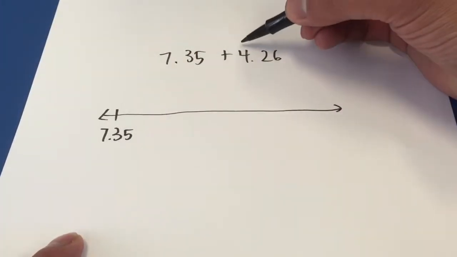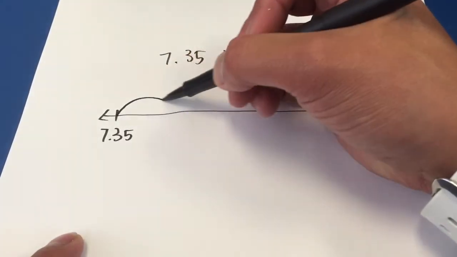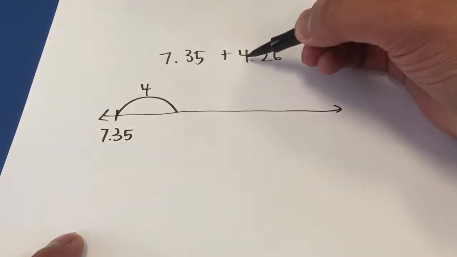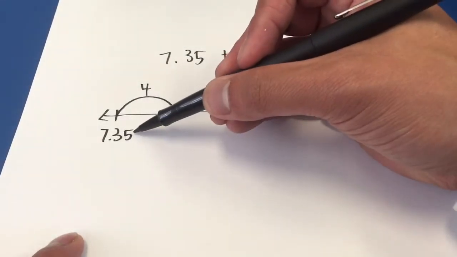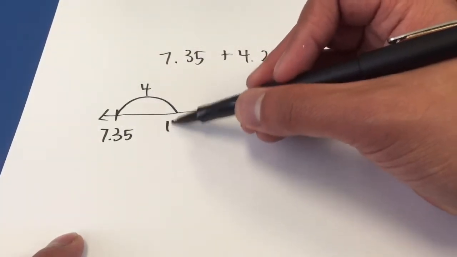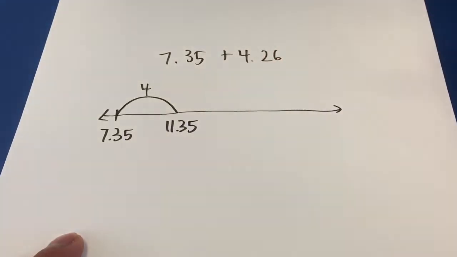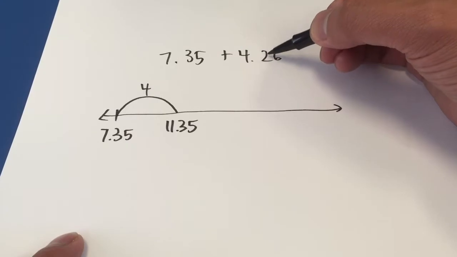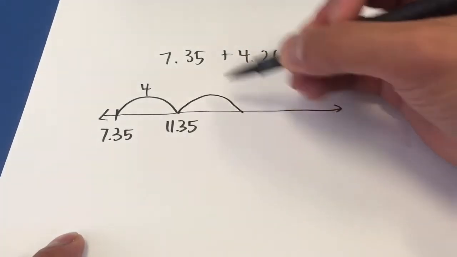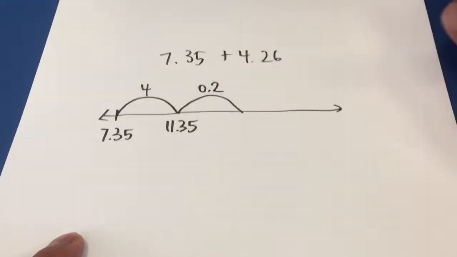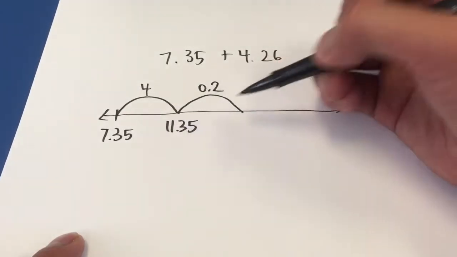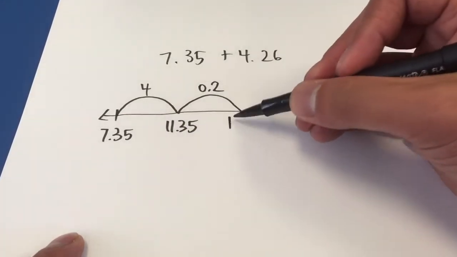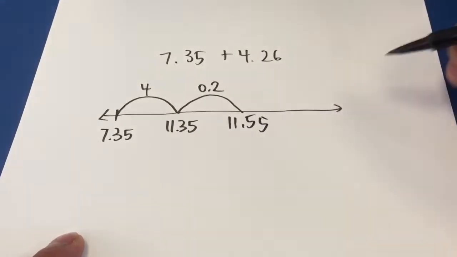So my first place value here is the ones place. So first I'm going to do a jump of 4 ones. So 7 and 35 hundredths plus 4 ones is 11 and 35 hundredths. Next I'm going to go to my tenths. So now I have to jump 2 tenths. So I'm going to make a jump of 2 tenths now. And 11 and 35 hundredths plus 2 tenths is 11 and 55 hundredths.